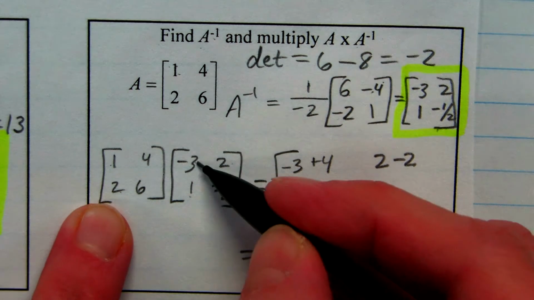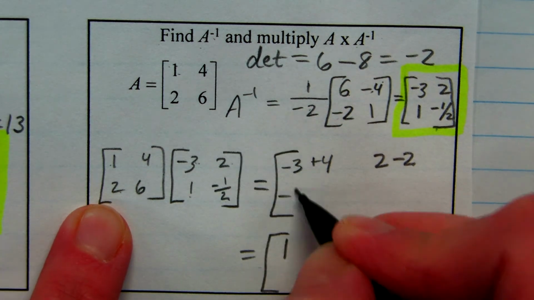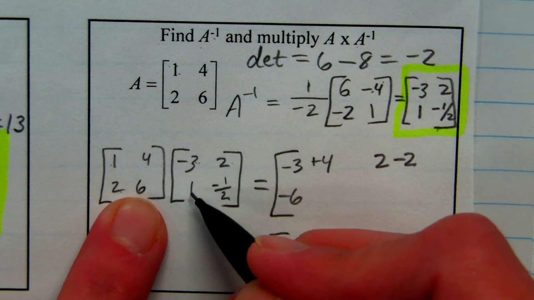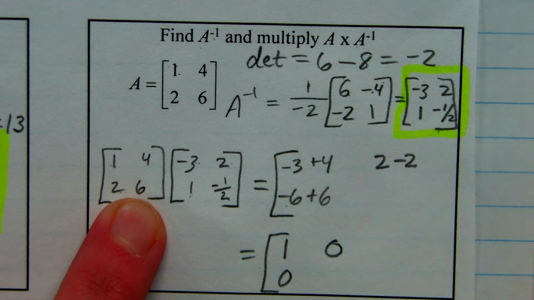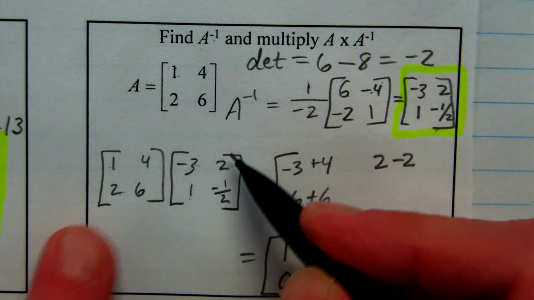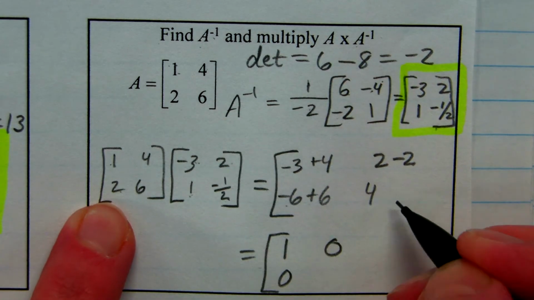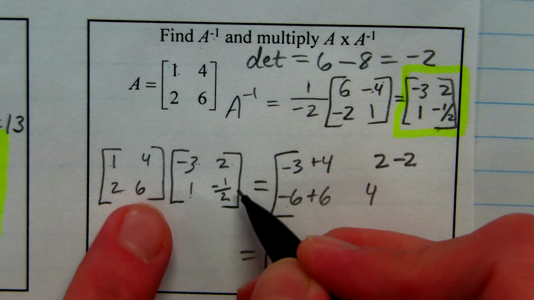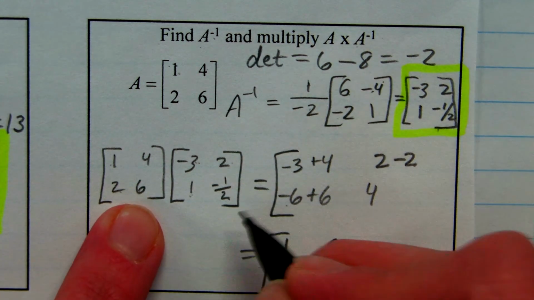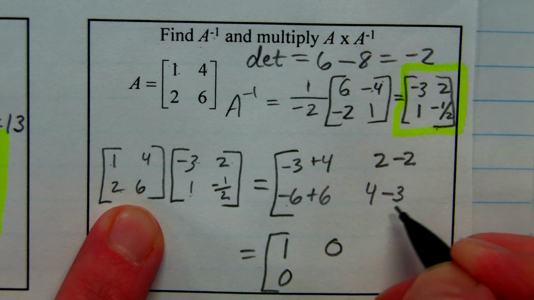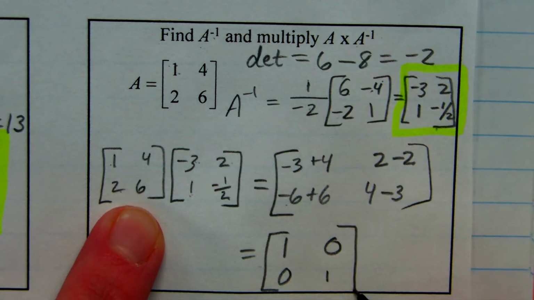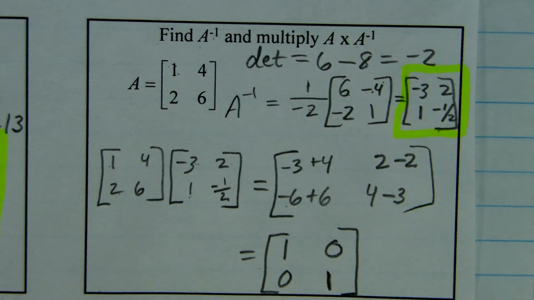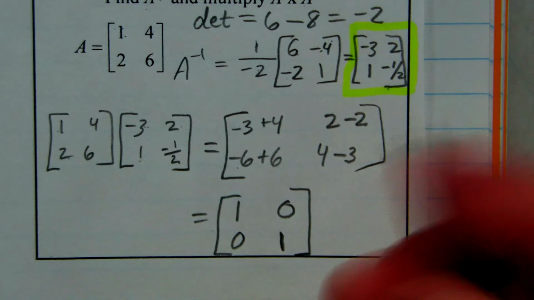2 times -3 is -6. 6 times 1 is 6. We get -6 plus 6. So that's 0. And 2 times 2 is 4. And then 6 times -1/2 would be -3 or plus -3. I just did 4 minus 3, and you get 1. So this is a special matrix that we haven't talked about before.